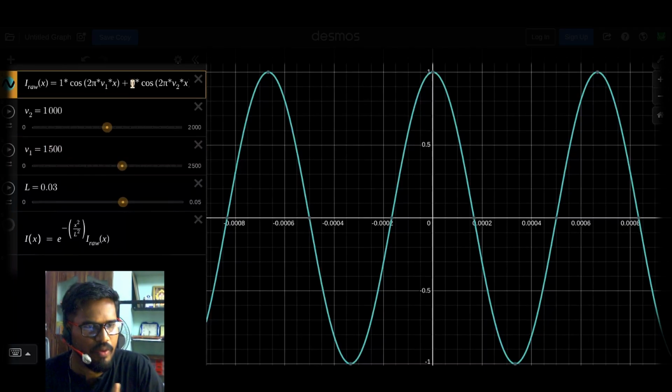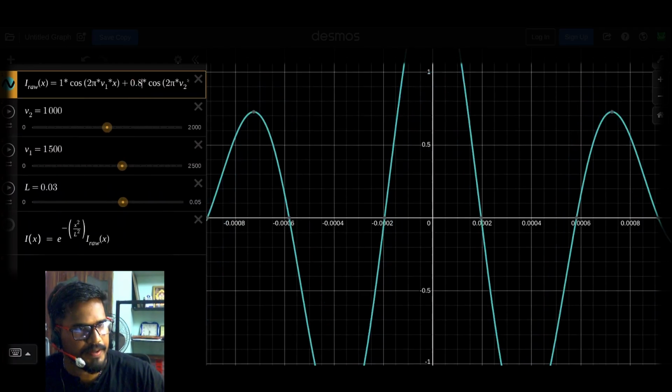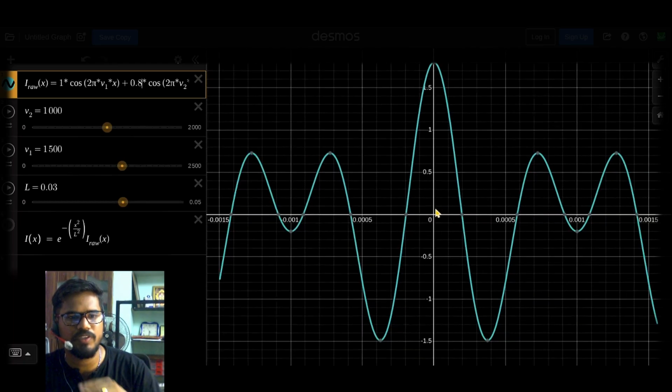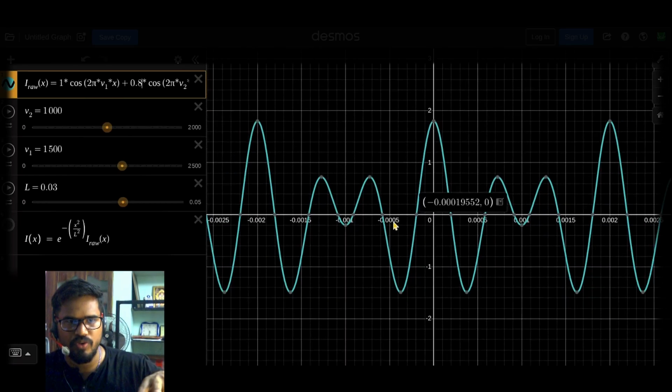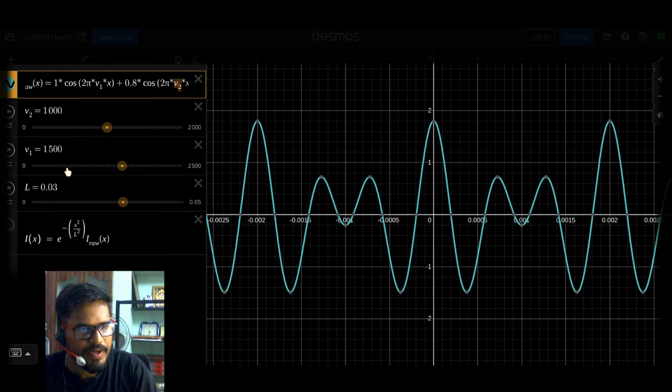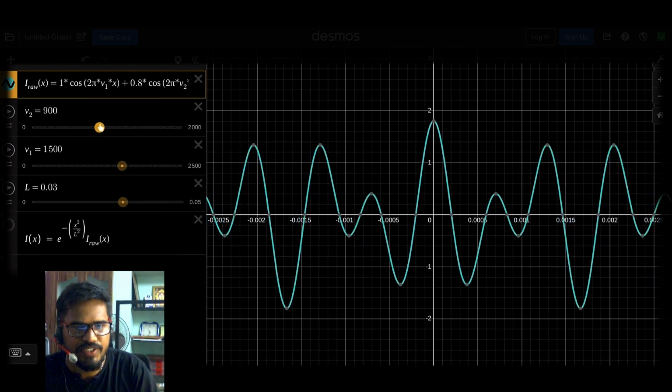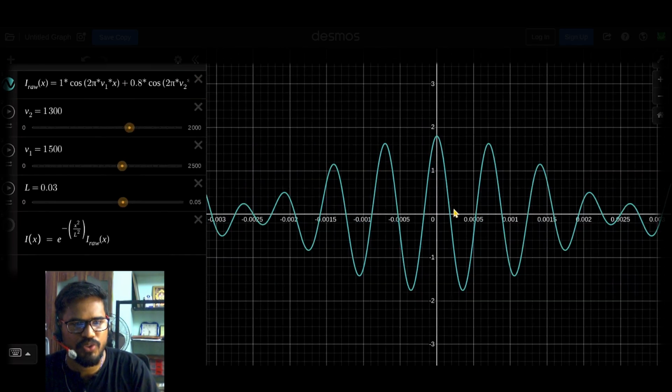If I add one more signal here, the spectrum will change, make it 0.8. So now my incoming signal is a combination of two frequencies. Of course, this is still an oscillation. Superposition is still an oscillation. The second frequency that I added here right now was at 1000. Of course, I can change that frequency and see how these two behave.